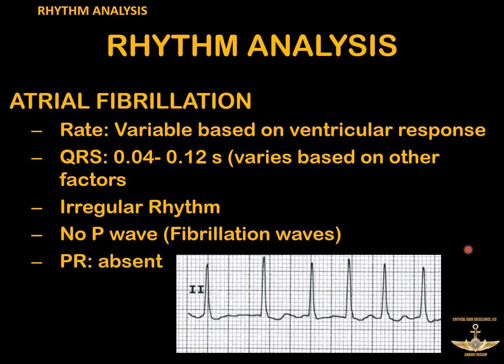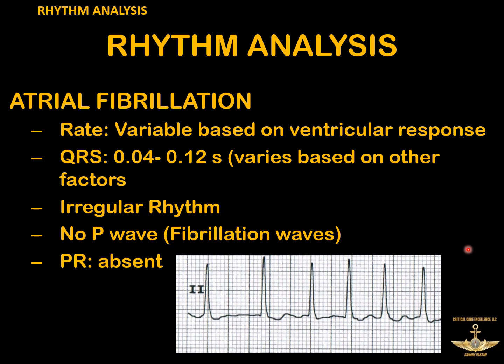And there are also some other systemic problems that go with this. But just getting back to the rhythm, that rate is based on how well you control the conduction into the ventricles. The QRS complex is typically narrow unless you have really, really odd conduction through the ventricles. So it's not uncommon to see atrial fib with really wide QRS complexes as the disease progresses.